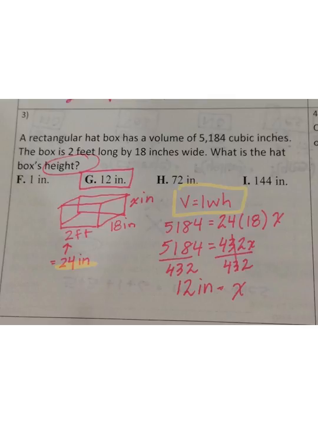I drew myself a picture and notice right here 2 feet, I converted that. 2 times 12 would be 24 inches. When I wrote my formula for volume of a rectangular prism, it's length times width times height. I substituted my values. I know the volume, it's 5,184, and that's equal to 24 times 18 times x, which represents the height. I simplified 24 times 18 is 432. Then I divided by 432 on each side, and I got that it would be G, 12 inches.